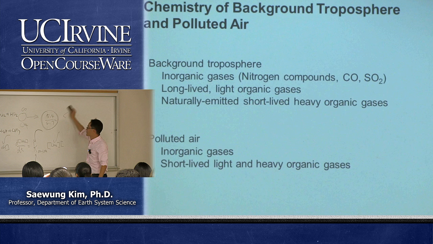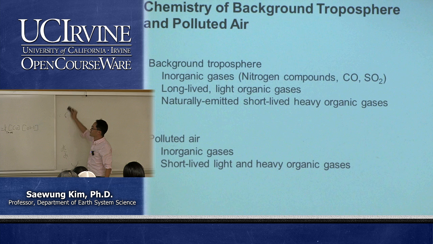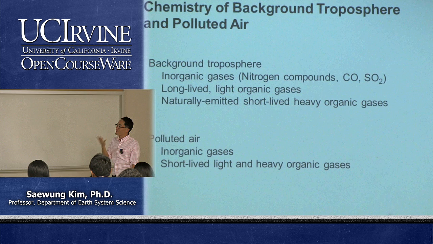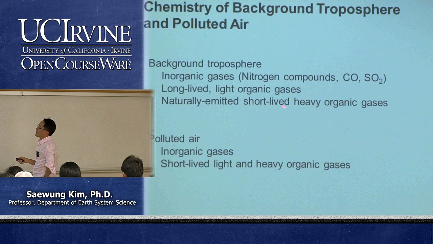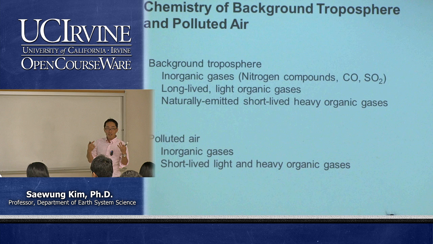So let's talk about real air pollution now, right? We talked about a little different thing for the past hour or so. We will talk about background air, which is before the air pollution, and then polluted air. Even in the background air, there is a tiny, very low concentration of nitrogen compounds, which are NO and NO2. And CO can come from wildfires, things that are caused by natural reasons, so there's a little concentration of CO out there.